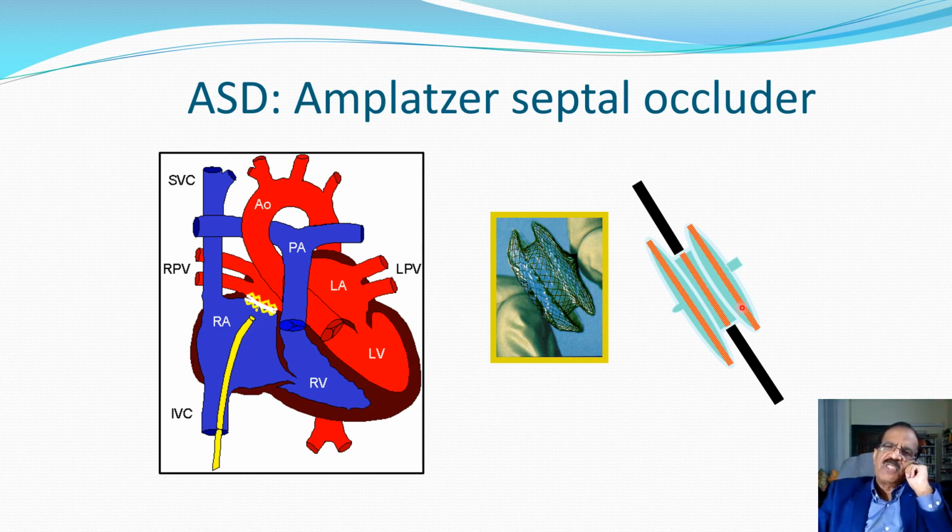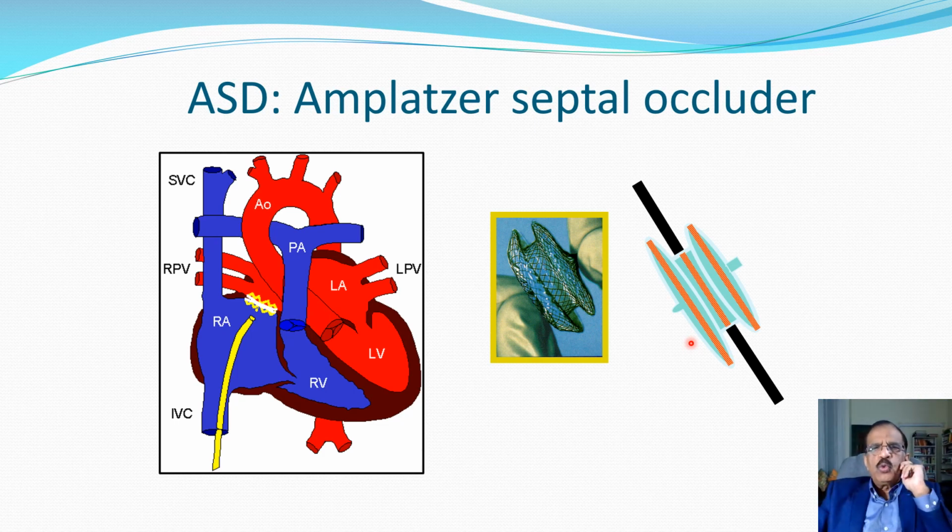Now this is the picture I've drawn. Suppose this part is the defect, and this disc will be placed in such a way that one part will be on the left side, the other part on the right side, and this would occlude the defect. So nice. Just with a catheter you can block this abnormal communication. Of course, it requires highly trained personnel and a proper setup. We unfortunately do not have these facilities everywhere, but some centers in Pakistan are offering this. So I think if we have a case, we must refer the case to the proper setup.